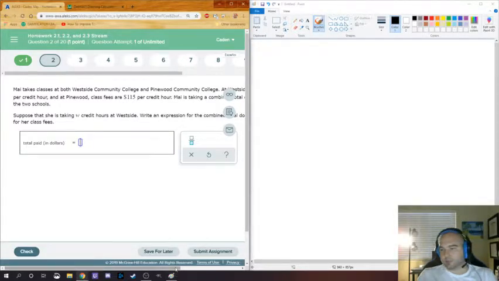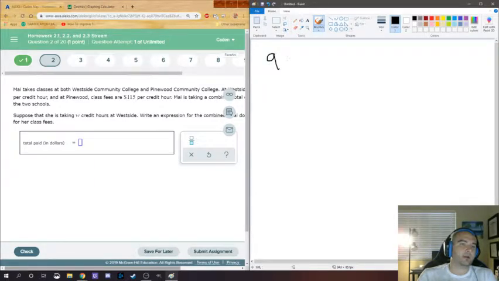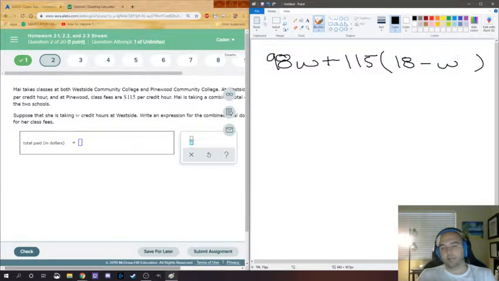Okay, so make sure we set this up correctly here. So she pays $98 per credit hour at west side, so 98 per west side. And she pays 115 per credit hour at the other place. But just like the last problem, the other place is going to be, well, we don't know how many. We don't want to use a different letter either. We want to say 18 minus W. Because we know she does 18 credit hours, right? So she's doing 18 total minus whatever she did at the other place. So basically same kind of setup as before. Same problem, different numbers. So 98W plus 115 times 18.